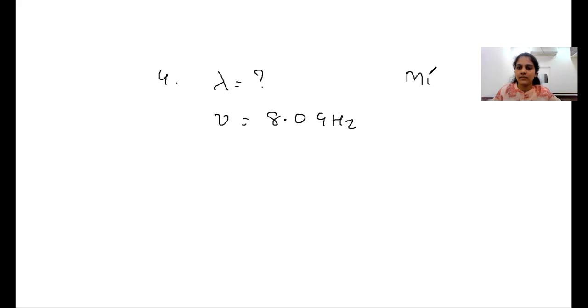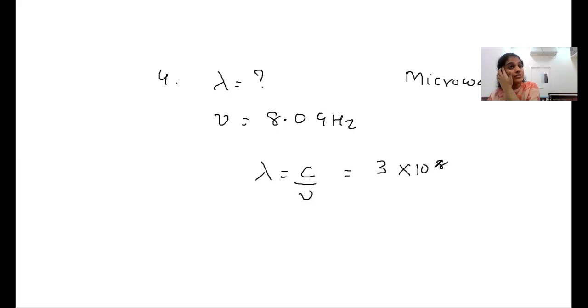Yes, and microwave is given. Again which wave, it really doesn't matter over here. Wavelength पूछा है, frequency दिया है, again the same formula students. C by F, simply put C, we know C is nothing but 3 into 10.